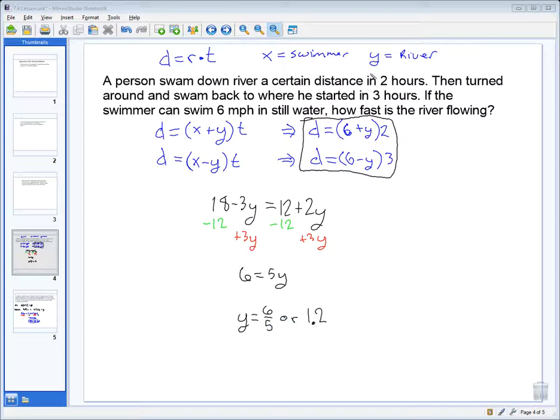Now remember y we said was the speed of the river, which is what we're trying to find. And this is in miles per hour. So the speed of the river is 1.2 miles per hour.